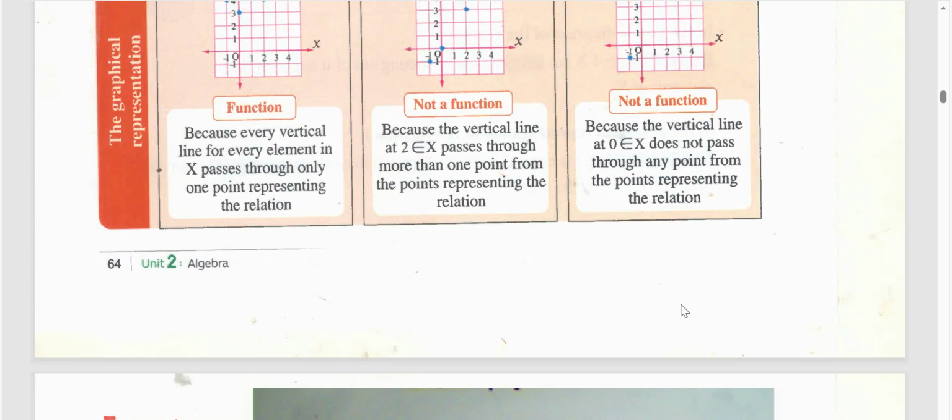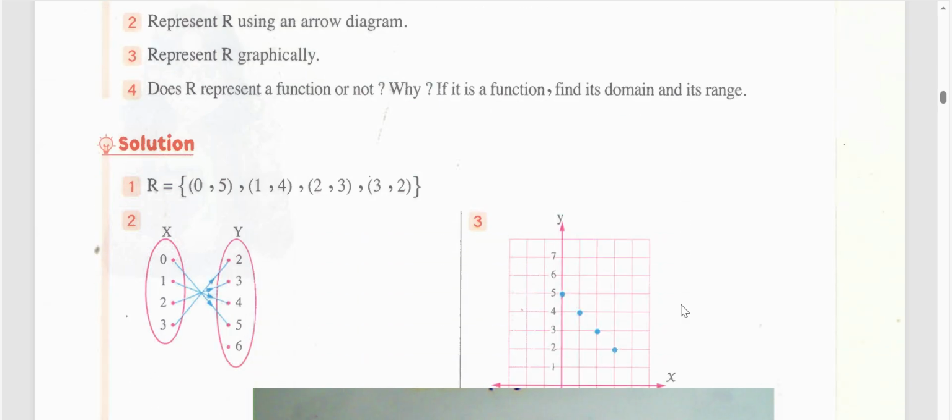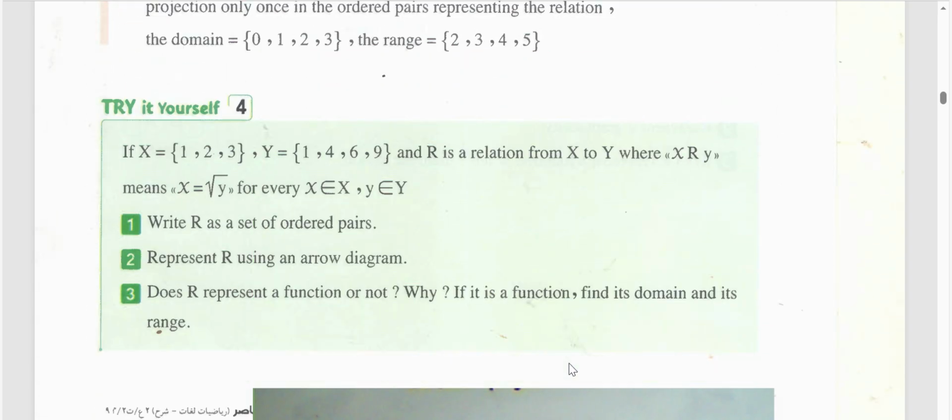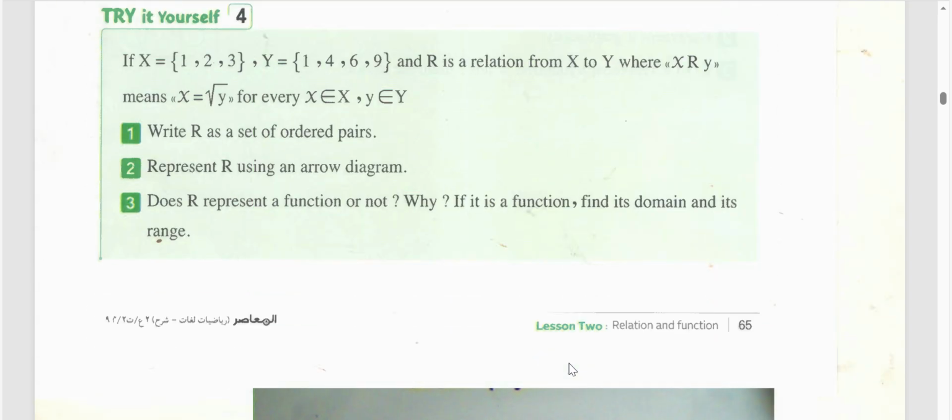This is an arrow diagram to draw. The solution here is a function also, because each element in X has only one arrow coming out from X to Y. It represents a function from X to Y because every element of X appears as a first projection only once in the ordered pairs representing the relation. Okay, in a relation we have range, domain and codomain. We can solve this example also.